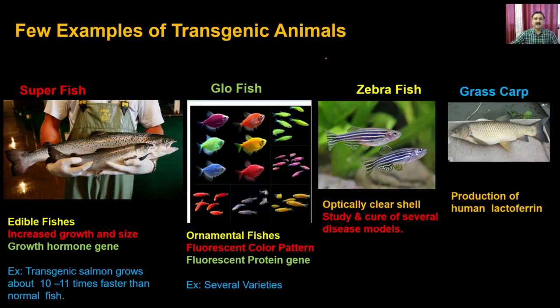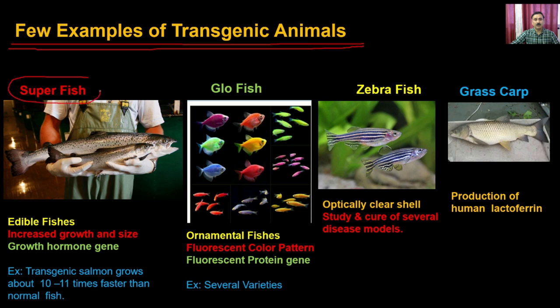Now, transgenic animals are being developed for specific as well as exclusive purposes, and that's why it is important to understand the purpose of these transgenic animals, and you will understand that if you go through some of the classical examples of transgenic animals. One classical example is the superfish. There are multiple fish type transgenic animals being developed, and they are being developed for different purposes.